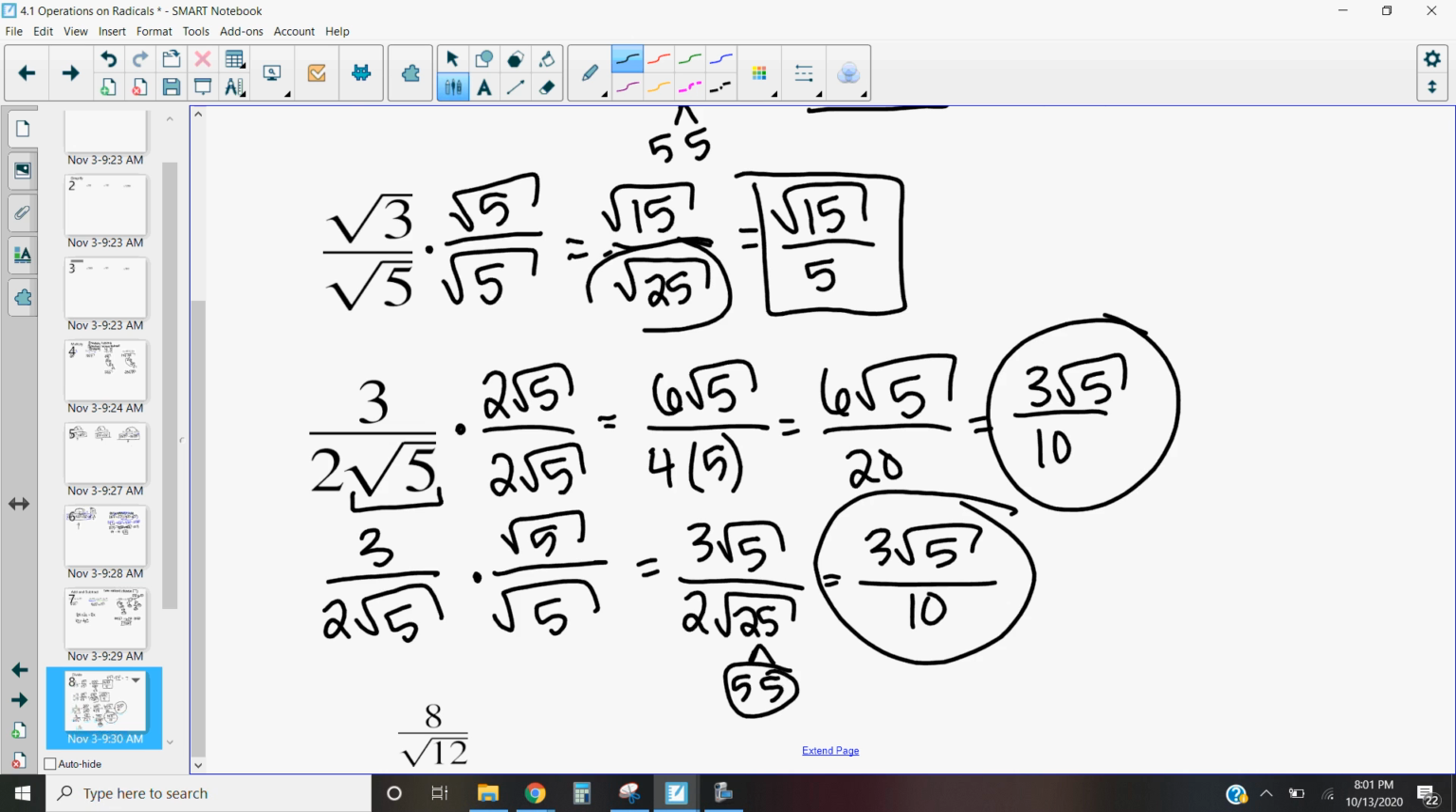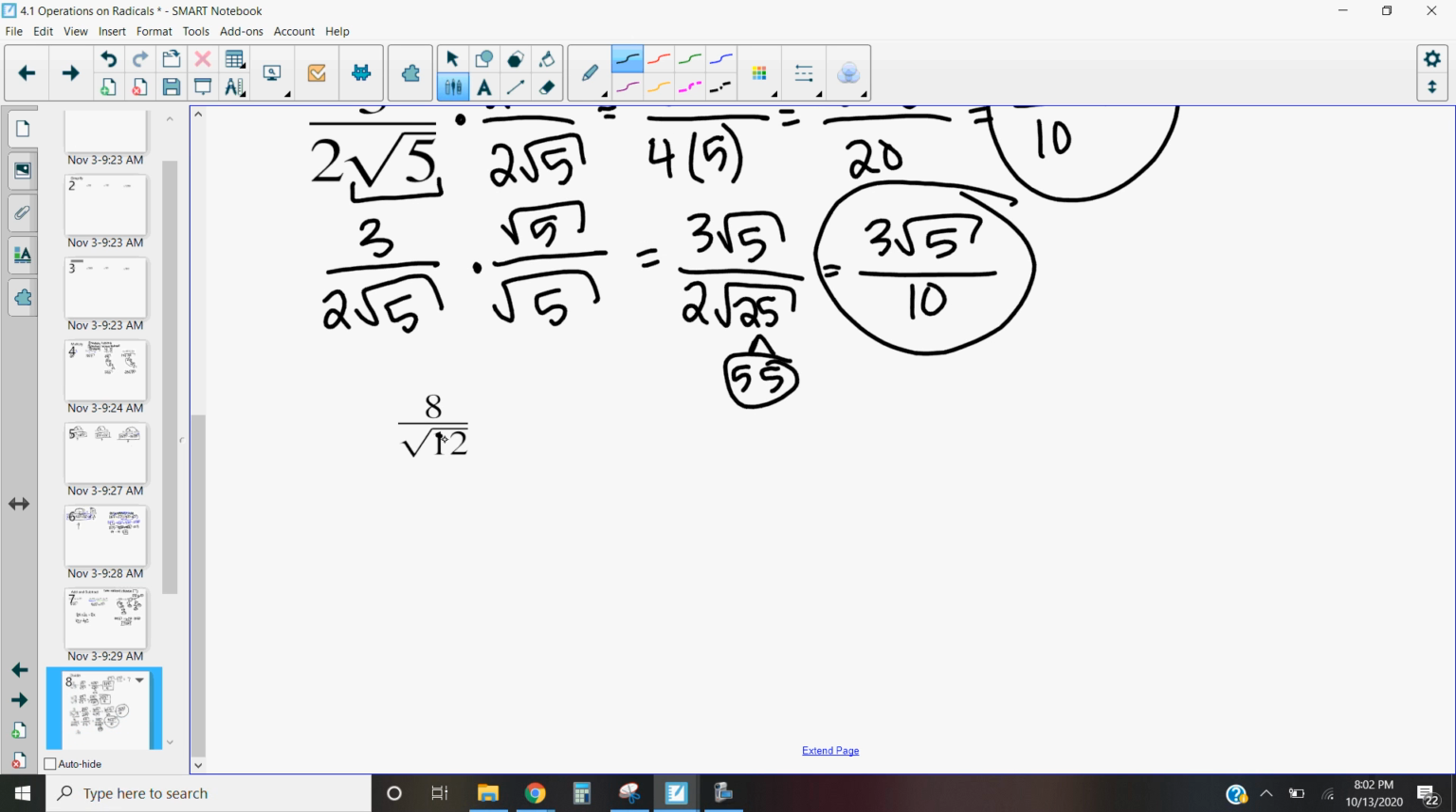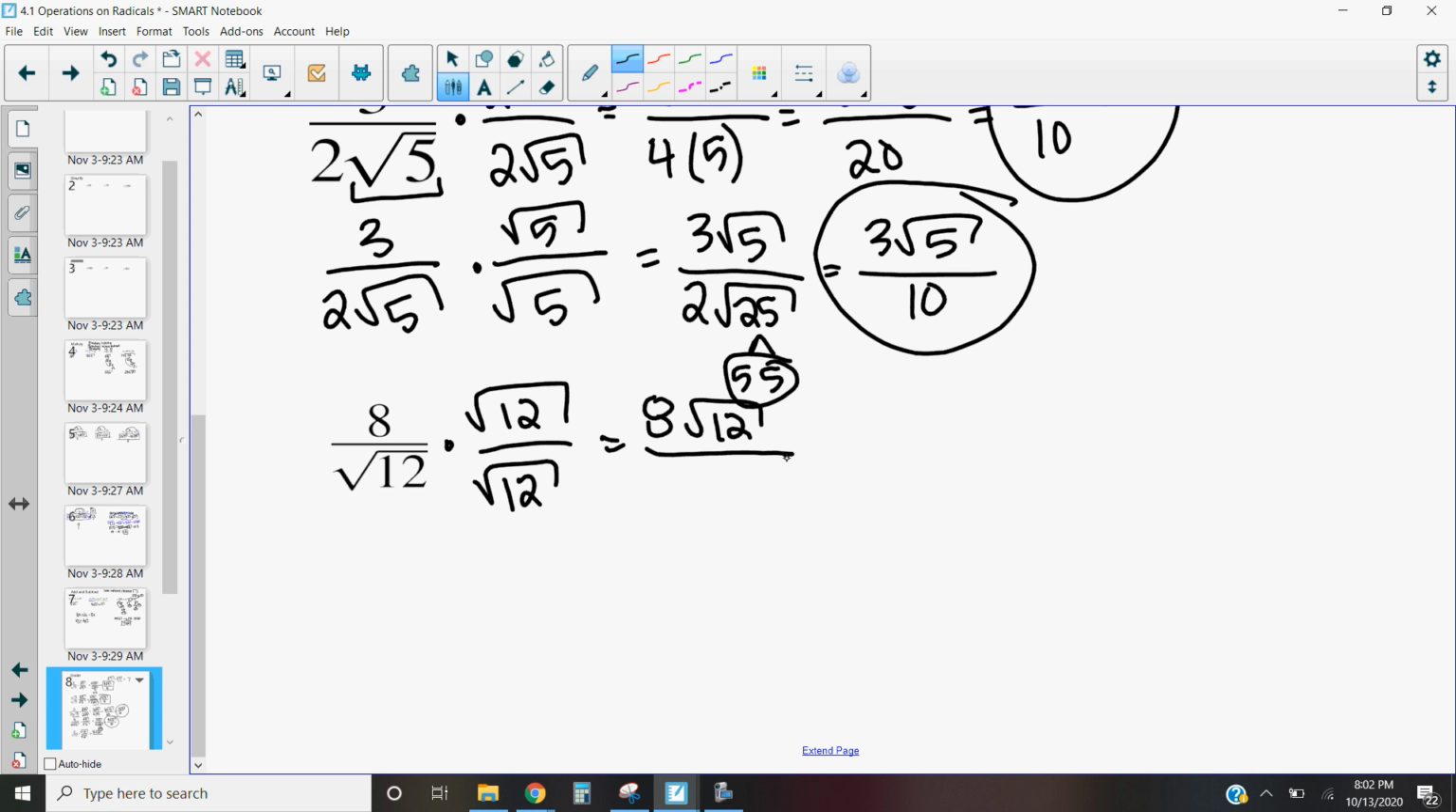So let's take a look at one more example, and this one is going to be 8 over root 12. So let's take a look at what happens when we multiply this by root 12, just like we have been. And in this case, I get 8 times the square root of 12 over, well, the square root of 12 times the square root of 12 is 12. Now, before I even start, root 12 is not as simplified as it can be, right?